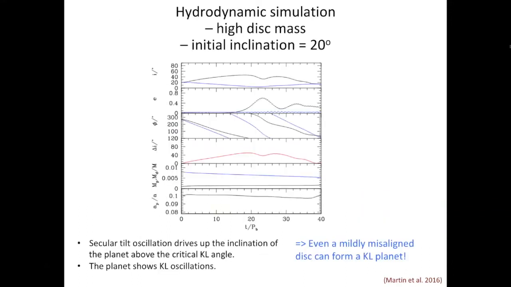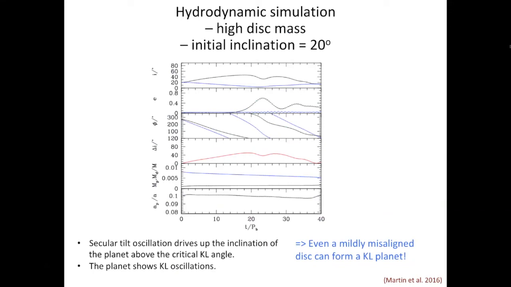So now let's consider a hydrodynamic simulation of a massive disk around one component of a binary that's initially misaligned to the binary orbital plane by just 20 degrees. Now, the planet forms in the disk and is initially aligned with the disk.